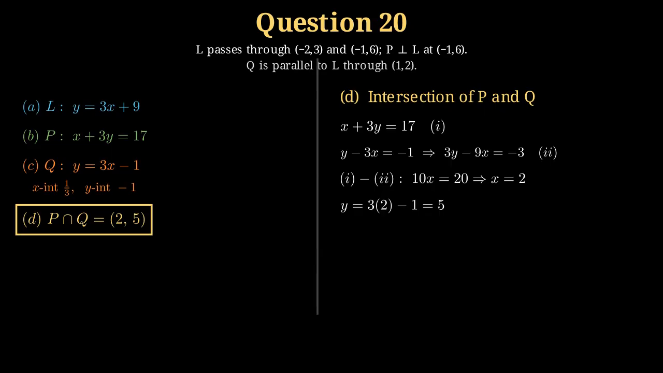Subtracting, 10x equals 20, so x is 2. Putting x equals 2 into Q, y is 5. So they meet at the point (2, 5). Well done, that's question 20 complete.